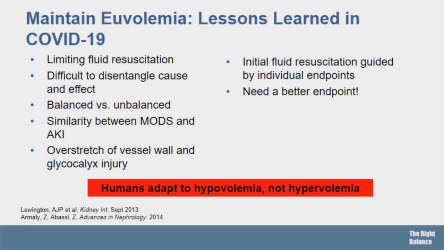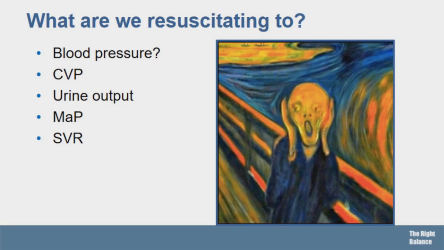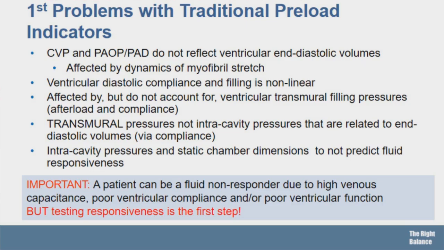So we also saw that as we were aggressively volume loading COVID-19 patients based on sepsis guidelines, we were actually potentially trying to do the very best we could, of course, but potentially harming patients. And much of that is, again, related to the overstretching of the vessel wall and the injury of the glycocalyx. So remind ourselves what we've been resuscitating to: blood pressure, CVP, urine output, MAP, SVR, without actually having a method to evaluate the responsiveness to the actual fluid resuscitation. So very important when we're evaluating that.